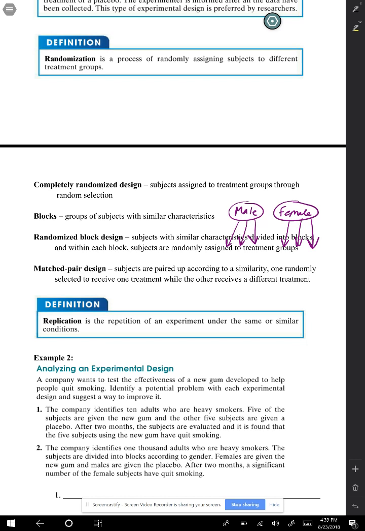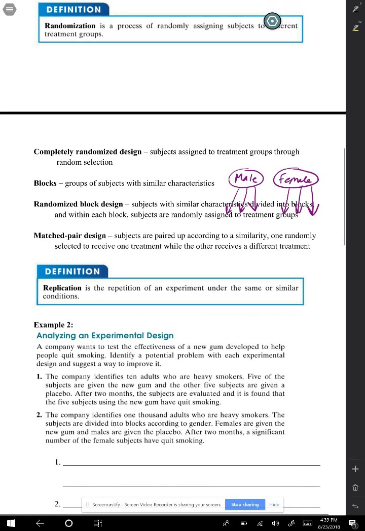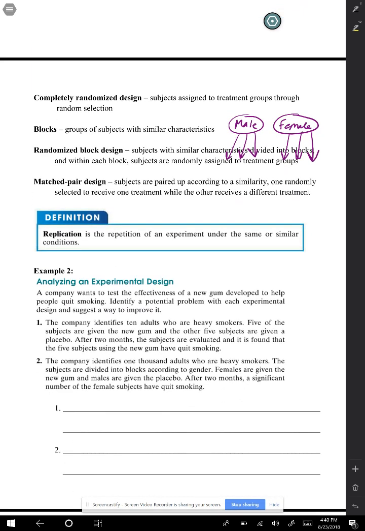Okay, the last definition we have for right now is replication, and that's just the repetition of an experiment under the same or similar conditions. So you conduct the experiment once, and then you decide that you want to collect more data, so you go and you do the same experiment again, you replicate it.